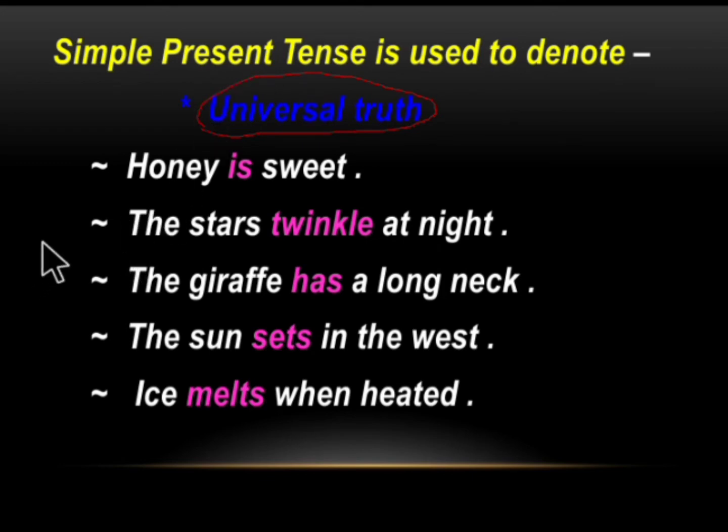The sun rises in the east. The elephant has big ears. All these are universal truths that cannot be changed. So we have a few examples here.